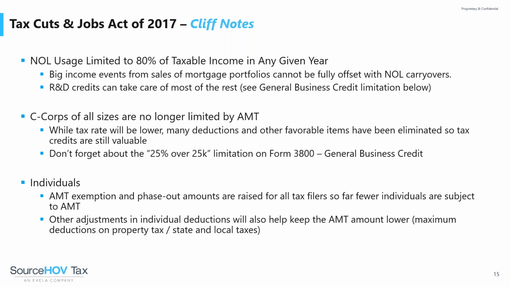The other thing that helps keep people out of AMT with the new Tax Act is that cap on the state tax deduction. State taxes are an add back for AMT, and now they're capped at $10,000. That's cap 2. So far fewer individuals are finding themselves in AMT, meaning that far more people can actually utilize the R&D credit.